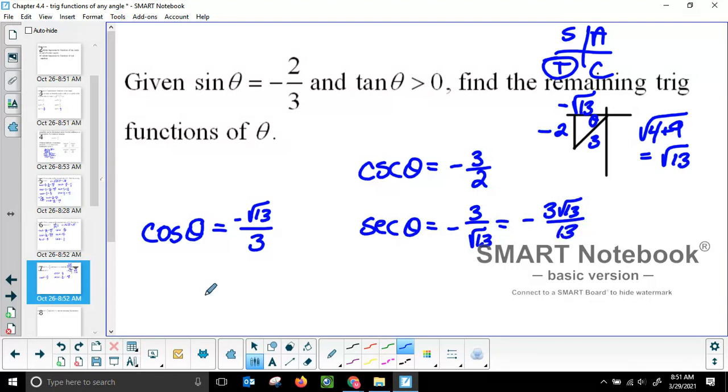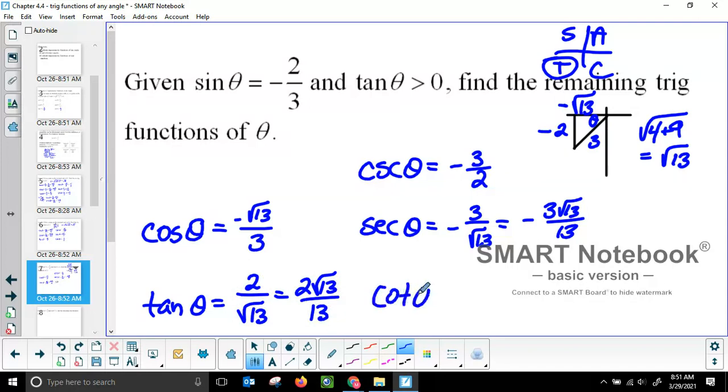And tangent of theta is equal to opposite over adjacent. So this will be a negative over a negative, so it's going to be positive, and we'll have 2 over root 13, which rationalized is 2 root 13 over 13. And of course cotangent, we just take the reciprocal of that. Much easier to flip this. So just the square root of 13 over 2.